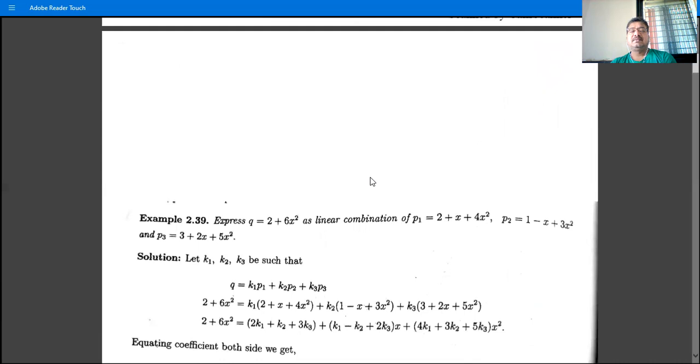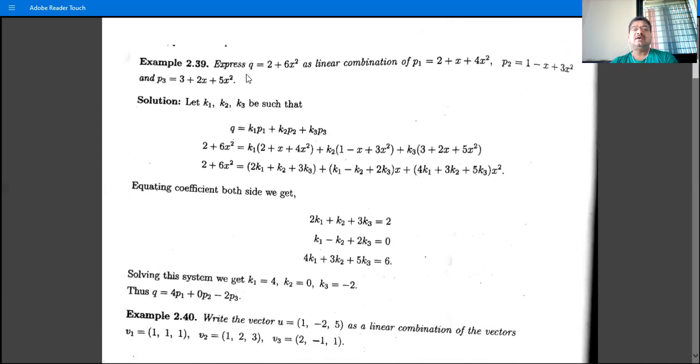In the next example, express q equal to 2 plus 6x square as a linear combination of p1, p2, p3. The same procedure: we have to express one vector as a linear combination of the remaining three vectors. So take three scalars k1, k2, k3 such that q is equal to k1 p1 plus k2 p2 plus k3 p3. Suppose this is u bar, and we have to express it in terms of v1 bar, v2 bar, v3 bar. Then u bar is equal to k1 v1 plus k2 v2 plus k3 v3.